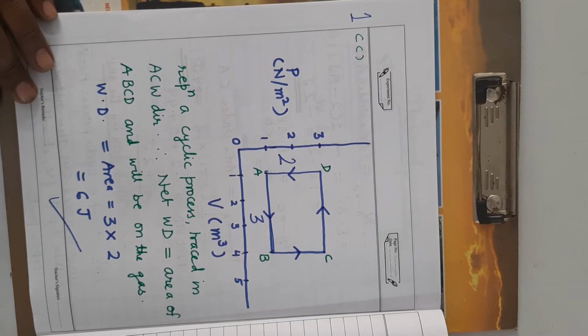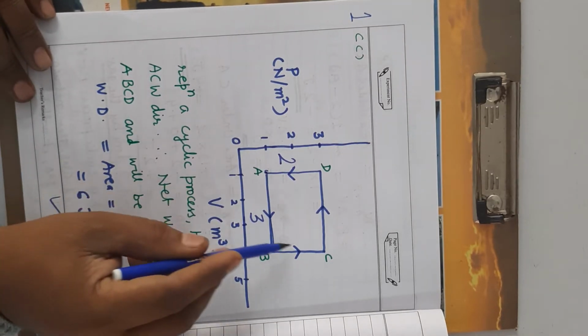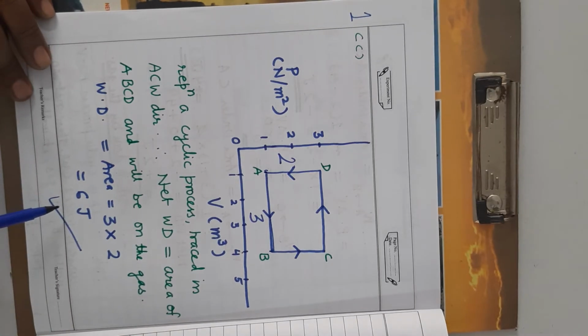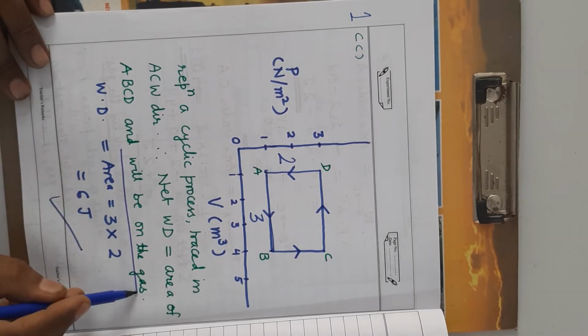And will it be positive or negative? Just now I have told that if it is traced anti-clockwise then it will be negative, and what does negative mean? It means work will be done on the gas. It's clear.